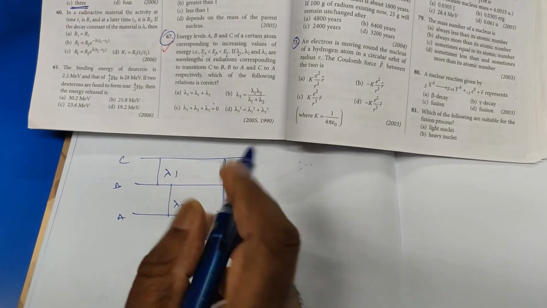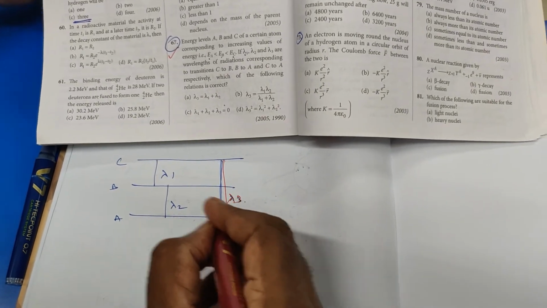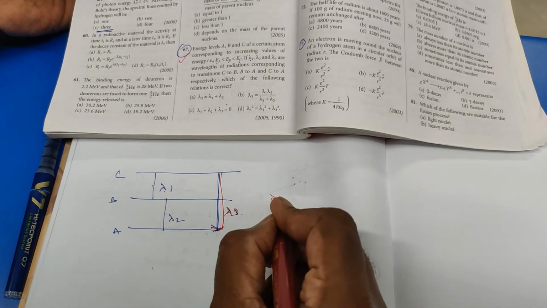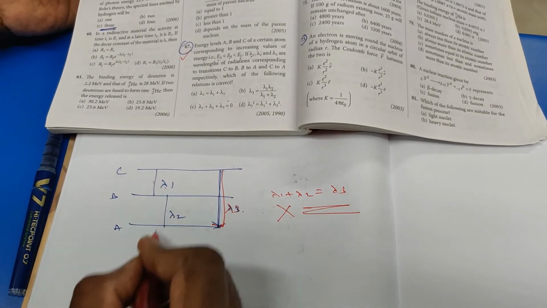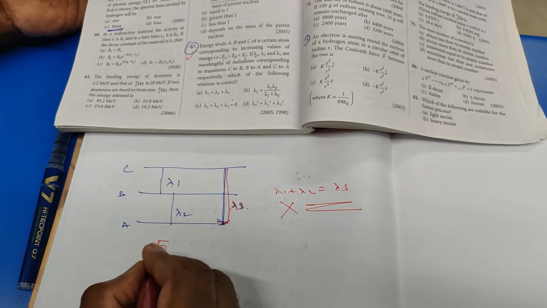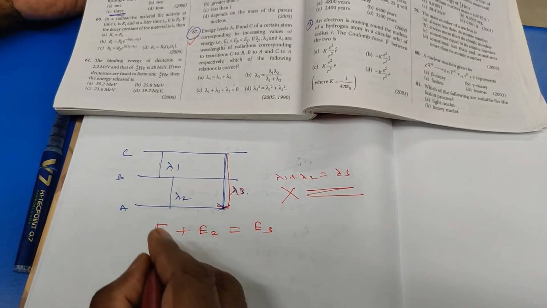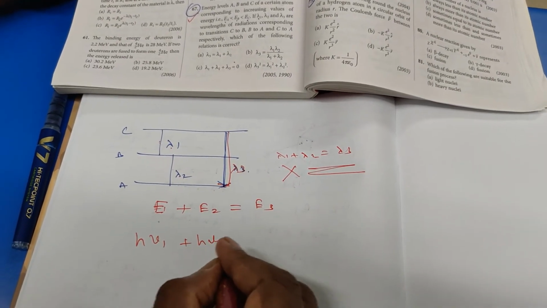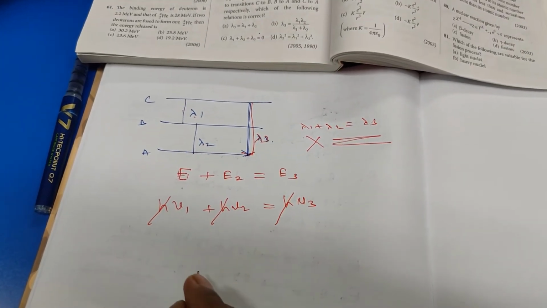What is the relationship? Okay, let us find out. This is lambda 3. This is an energy level diagram, this is not wavelength. You cannot add this and say lambda 1 plus lambda 2 equal to lambda 3. Like that you should not say. This is wrong. You can say energy 1 plus energy 2 equal to energy 3. You can say frequency, because energy is h nu 1, h nu 2, h nu 3. So what happens? Frequency 1 plus frequency 2 equal to frequency 3.